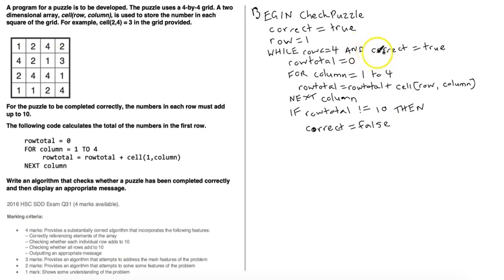Now remember that every time this while loop runs, it's going to check if correct is true. So if it's changed to false, then the loop will stop running, which means we won't go through every single row in the puzzle because really only one of the rows needs to be not equal to 10 for the puzzle to be incorrect. And there's no point checking through every single row if we've already found one that's incorrect. Okay, so end of the if statement.